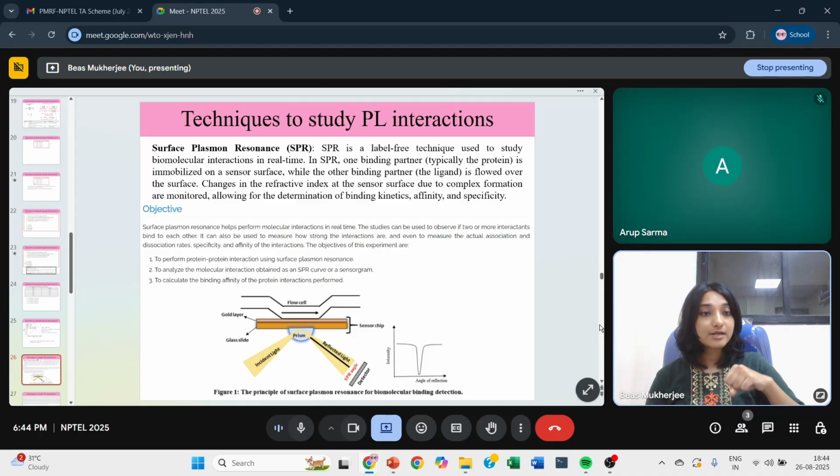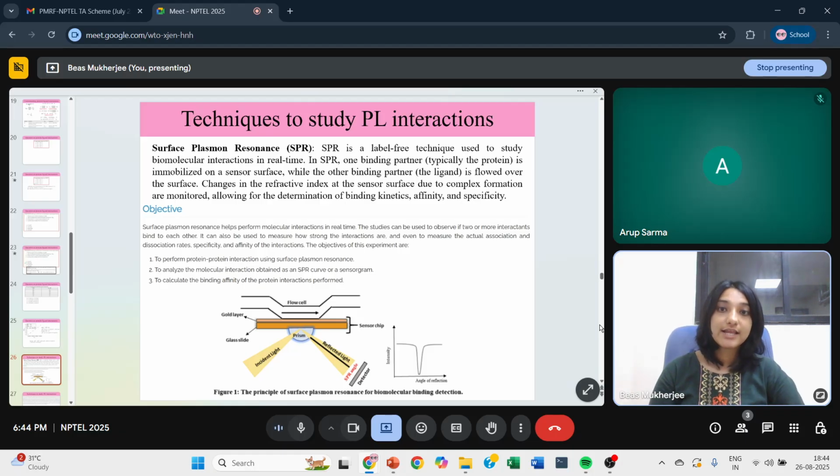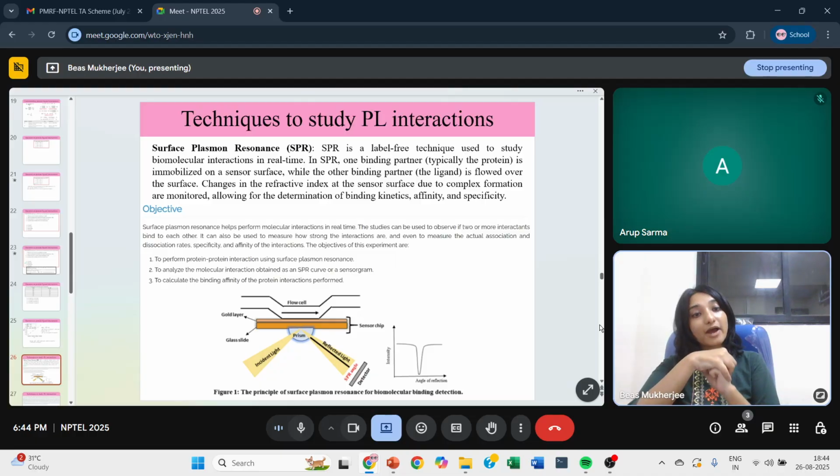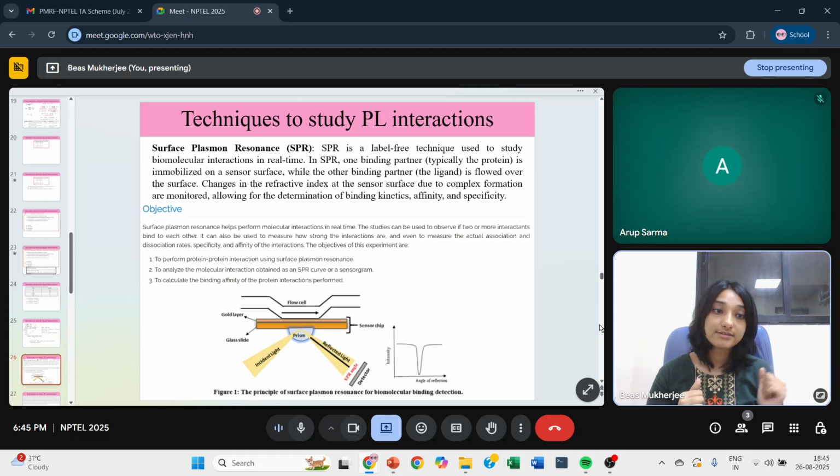And in SPR, one binding partner, typically a protein, is immobilized on a sensor surface, and the sensor surface is often gold. So there is a surface while the other binding partner, that is a ligand, is flowing through it. Okay, and changes in the refractive index. Now light is coming and falling onto it. Without this immobilization you are getting one kind of reflection, right, reflected light. Then with immobilization you are getting a different kind of reflection angle. Now when the ligand molecule is binding to the immobilized protein, you are getting a different reflection. So based on that you are going to find out the different characteristics of binding.